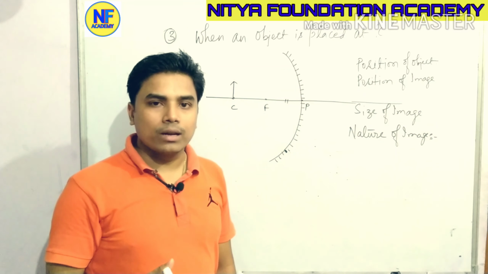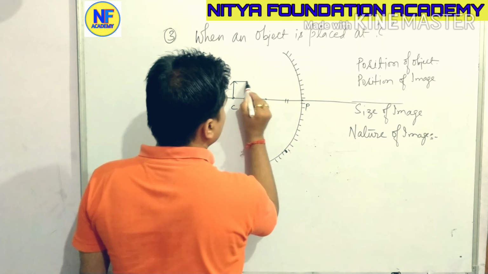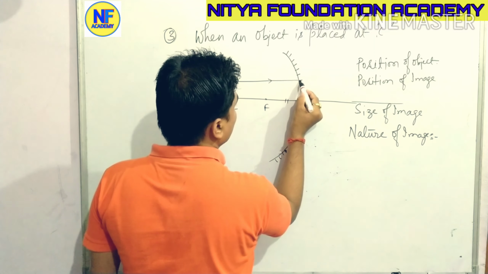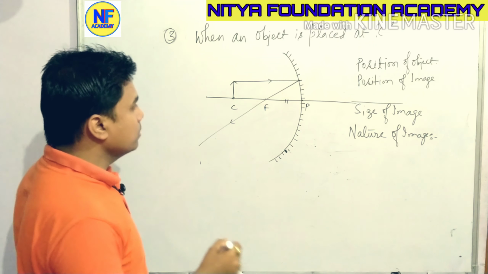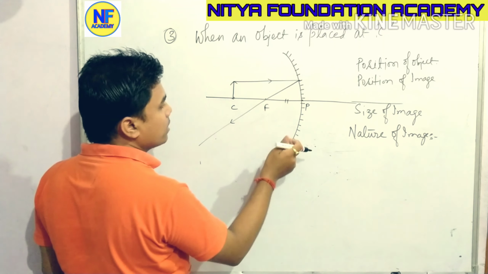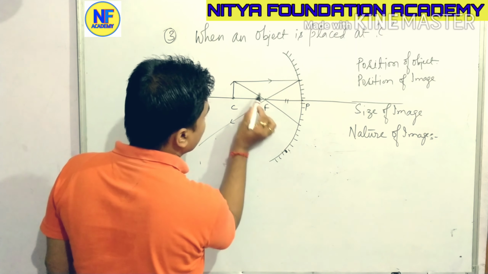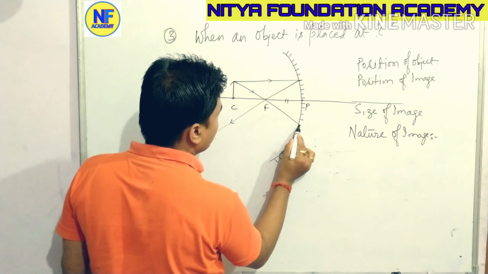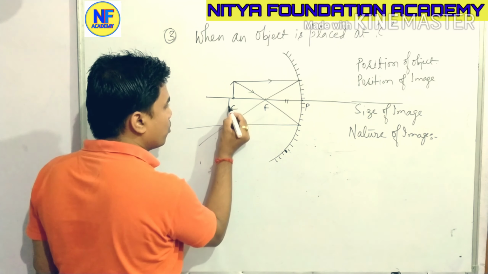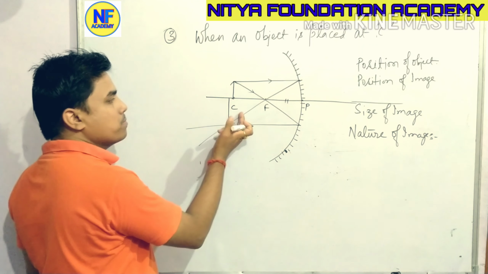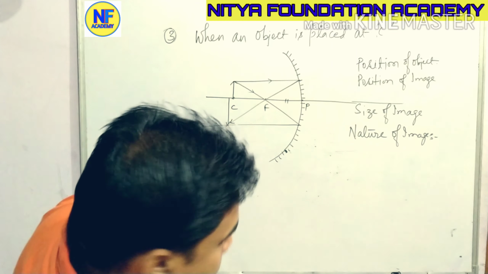So I hope you all have understood that when an object is placed at C and an incident ray is moving parallel to the principal axis, after reflection it will move through focus. And the another ray which is required here to form the image is the incident ray that moves through focus, so after reflection it will be able to make the image at this point. The image which is formed here will be beyond C, just a bit.